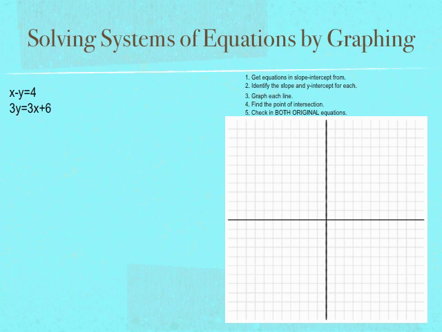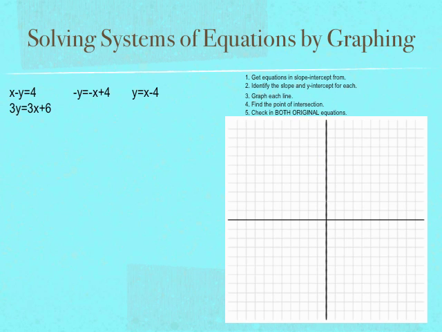Here are your equations. Pause the video and do this one on your own. Okay, now that you've got it done, first thing you want to do is get the equations in slope-intercept form. For the top equation, I'll subtract x from both sides. I don't have y by itself yet, but I'm close. Divide both sides by negative 1, so I get y equals x minus 4, and that's in slope-intercept form.